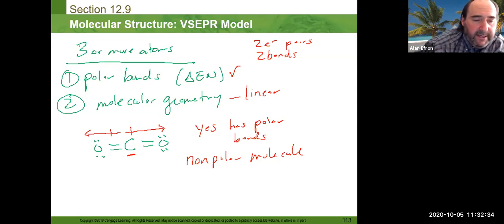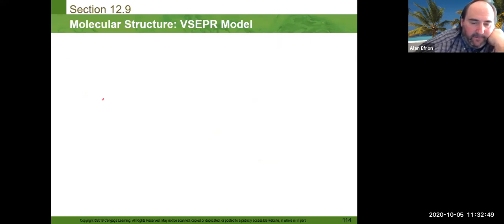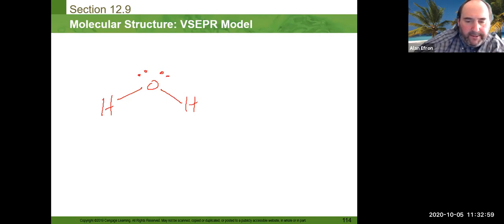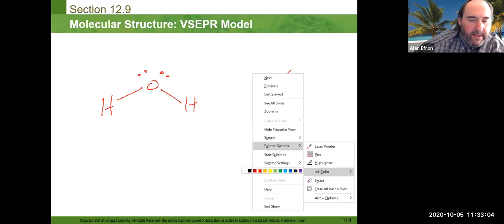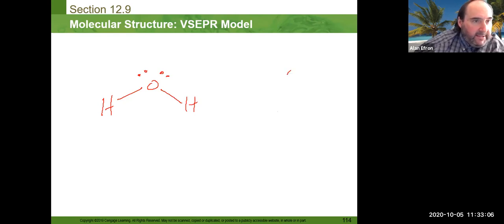So just because something has polar bonds does not guarantee that the molecule itself will be polar, especially if you're dealing with 3 or more atoms. You do have to look at the molecular geometry. So if we look at something like water, which we've seen before, and look at the bond between O and H in water, is it a polar bond? And oxygen is more electronegative.